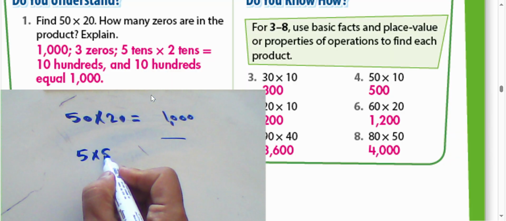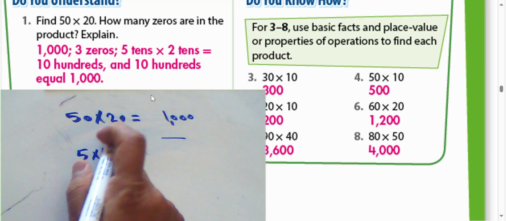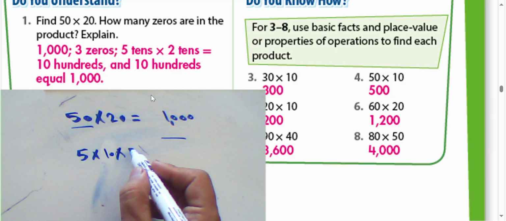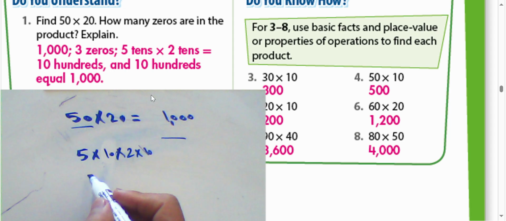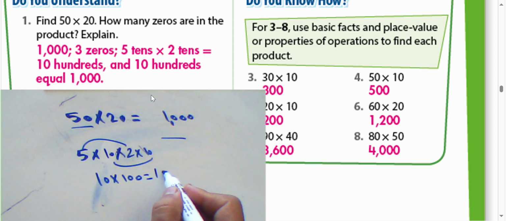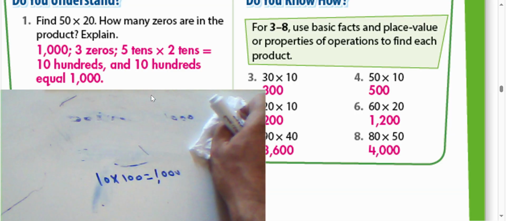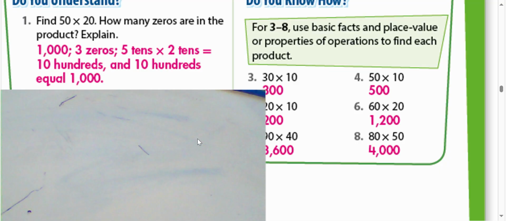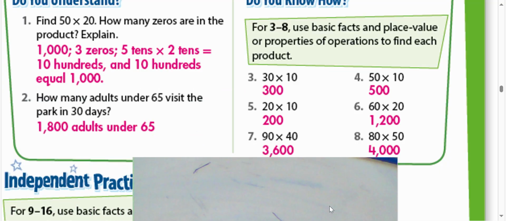5 times 10. Here, 50 equals 5 times 10, and 20 equals 2 times 10. And then we can write 5 times 2 is 10. 10 times 10 is 100. 10 times 100 will be 1000. Then we have 3 zeros in the answer. Okay, and the answer will equal 1000.